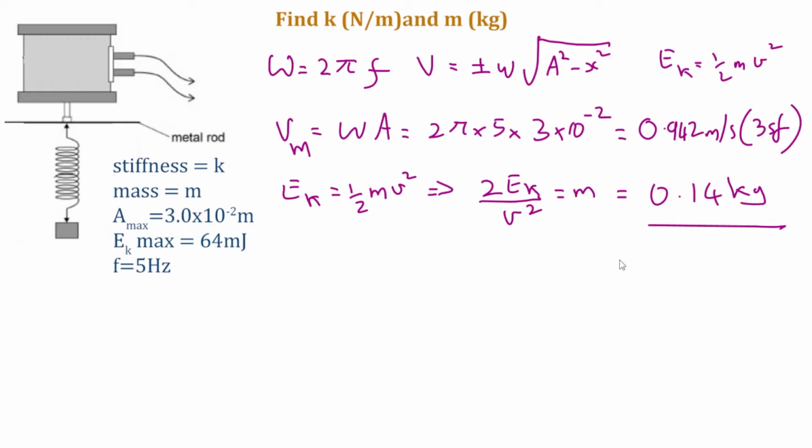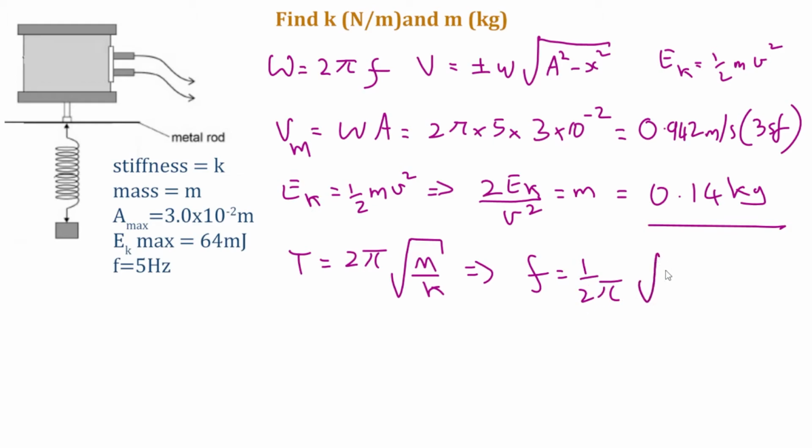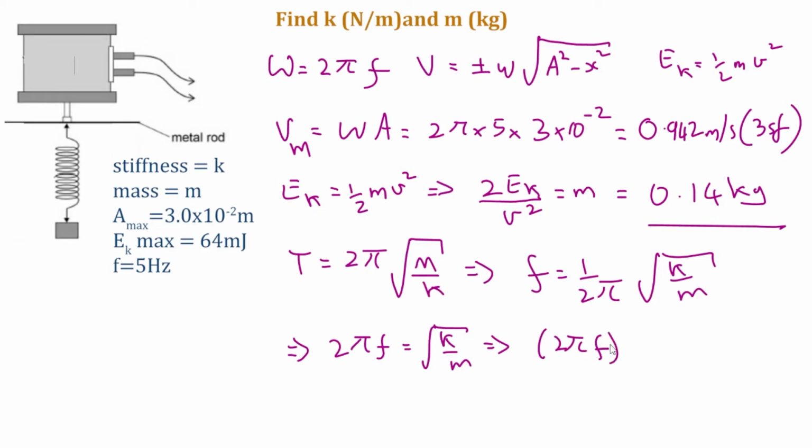So now that we've got m, it's time to move on to find k, and we'll start by using one of the given formulas, that the period is equal to 2 pi times the square root of m over k. Now, a wonderful trick here is to remember that if you invert this, you can get the frequency. So frequency is equal to 1 over 2 pi times the root of k over m. Now we can just rearrange that to get k. So 2 pi f equals the square root of k over m. Now we square both sides, and we get (2 pi f) squared times m will equal k.